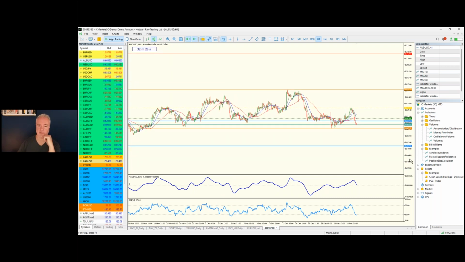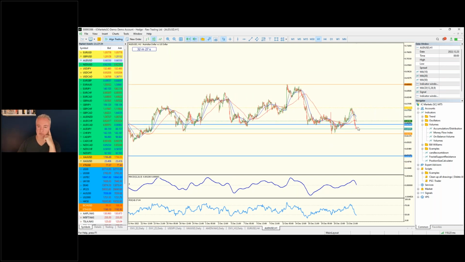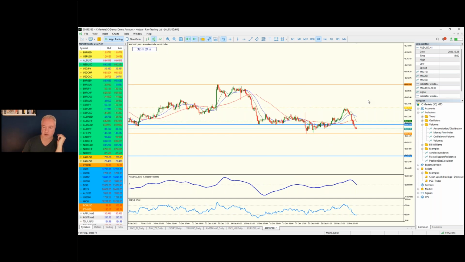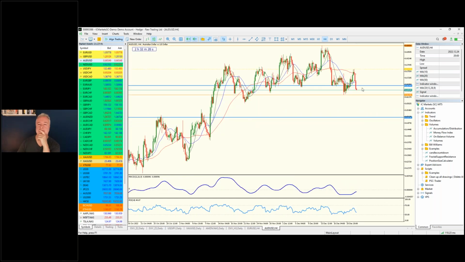Just to see what's going on. Yeah, so, that's not looking so good. Let's go to the 4 hour and see. So yeah, I'm looking more for breaks below here. And it's better to short the weakest one.